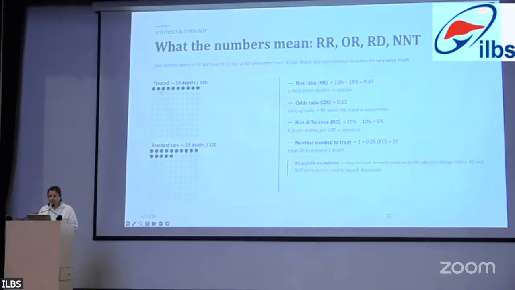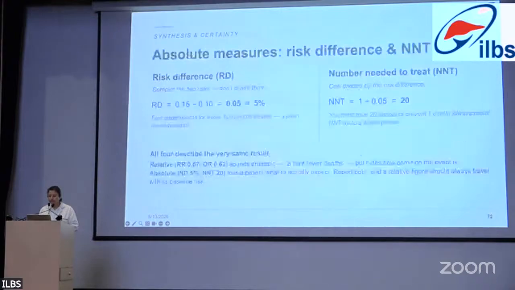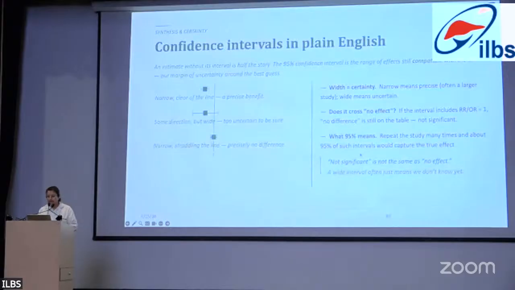So in the treated arm, there are 10 deaths out of 100 treated. In standard care, 15 deaths. This is how you'll calculate risk ratio, odds ratio, risk difference, and number needed to treat. Just the maths that we already see in our research studies.